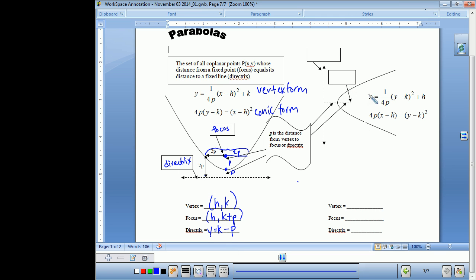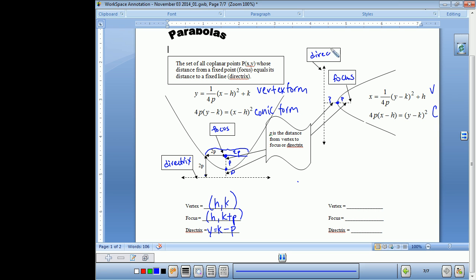When it opens left or right, we have x equals 1 over 4P, times y minus k, squared, plus h. If we solve this, move the h over and multiply by the 4P, this is conic form. So this is vertex form, and this is conic form. Once again, I'll take either. When we open this way, here's our vertex, this is still our P, this is our focus, and this is our directrix.